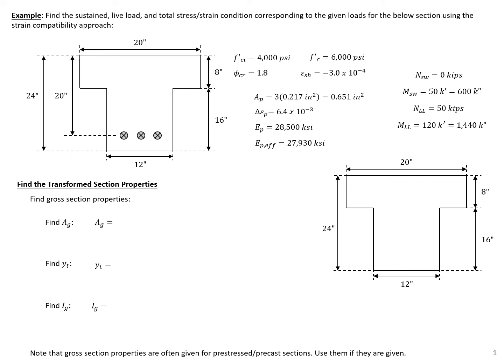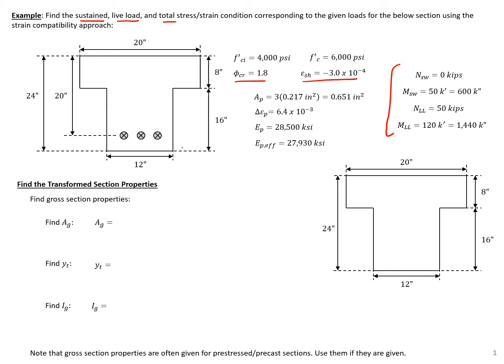In this example problem, we're going to find the sustained live load and total stress and strain conditions corresponding to the given loads for the T-section that's shown. Because we're looking at sustained loads, we have some information on creep and shrinkage, so our creep coefficient and our shrinkage strain. These are given here, but if they weren't given, you could find them using any procedures for creep or shrinkage, so ACI or AASHTO procedures.